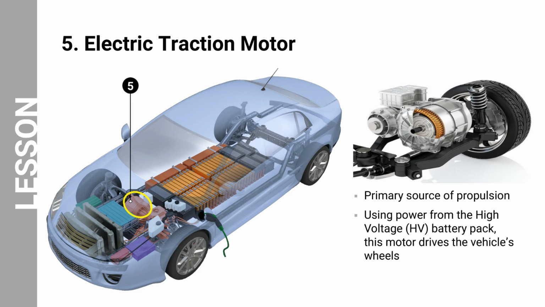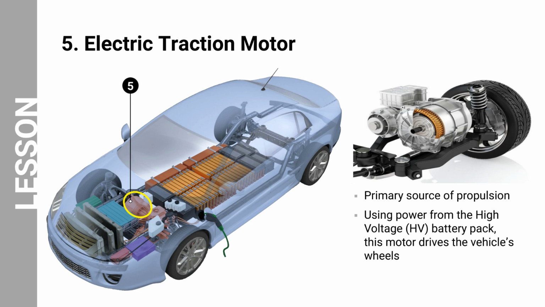Next is the electric traction motor. It is also referred to as the drive unit, drive motor, electric motor, or the traction motor. So, what is an electric traction motor? It is an electric motor that is used to propel a BEV. The electric traction motor is responsible for converting electrical energy from the battery into mechanical energy. It is the primary source of propulsion and is responsible for delivering the power needed to drive the wheels.